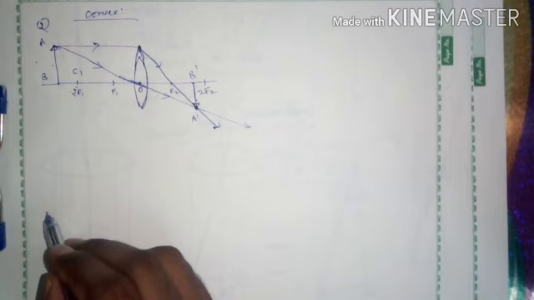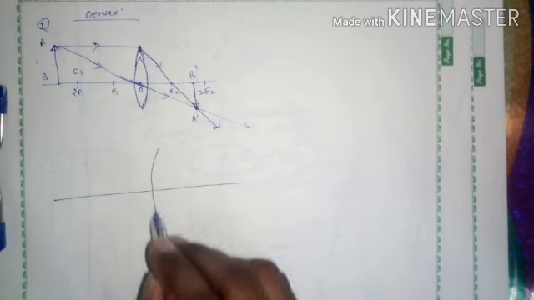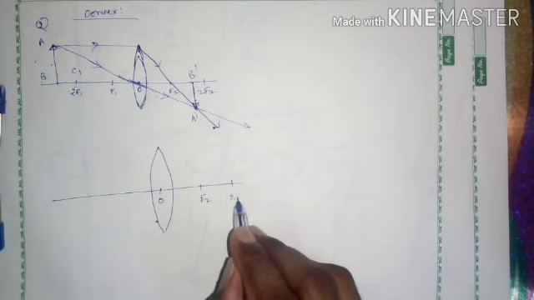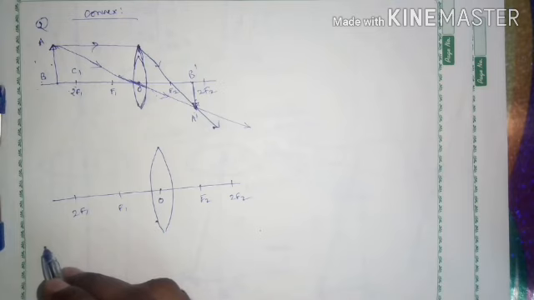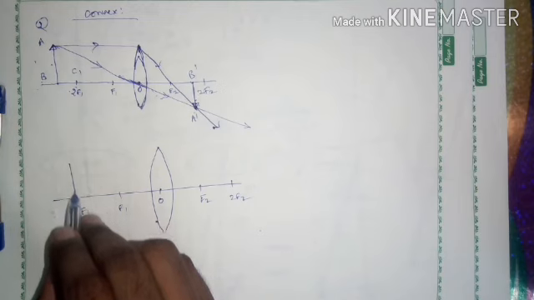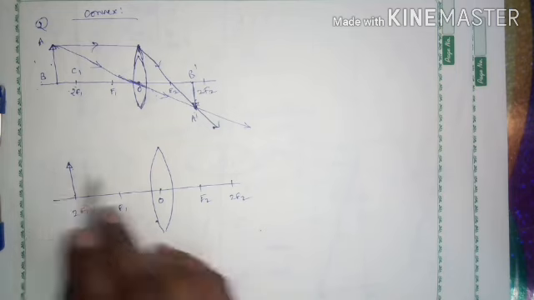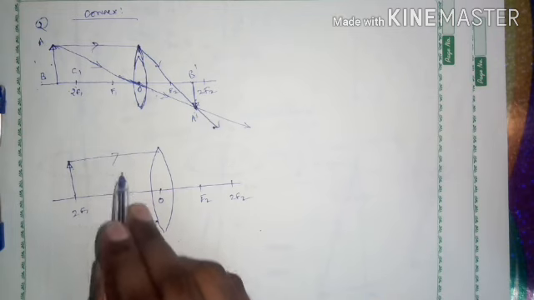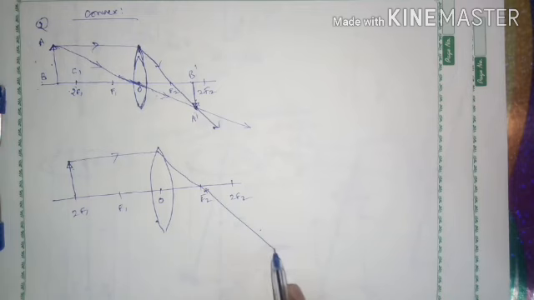The same, if you take the second category, you draw like this. Okay, this is O, F2 and 2F2, and this is F1 and 2F1. Now you take any ray. If you take an object placed at 2F1, in order to find the image we have to take two rays. First one is the parallel ray. The ray parallel to the axis, after refraction, will pass through the principal focus of the lens.